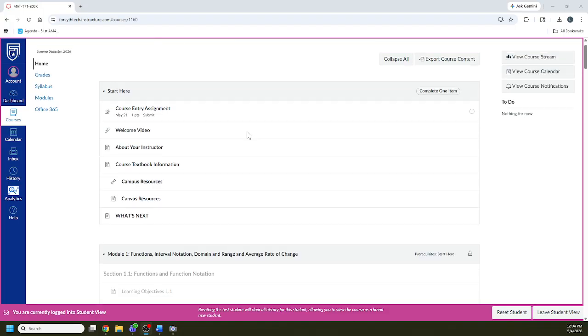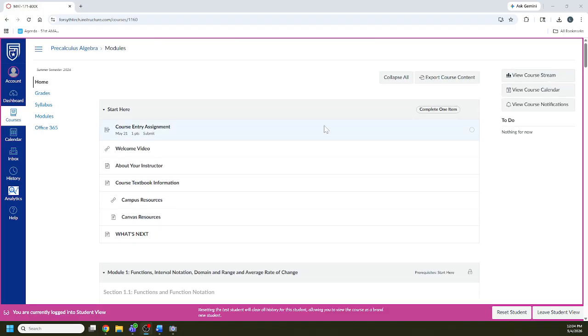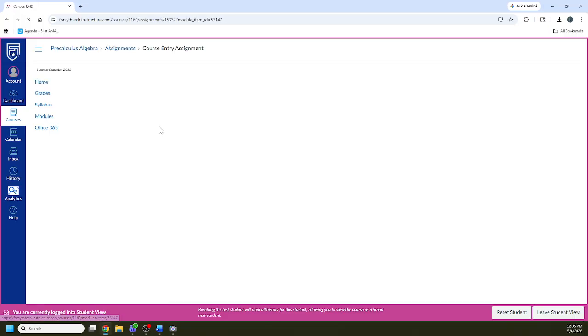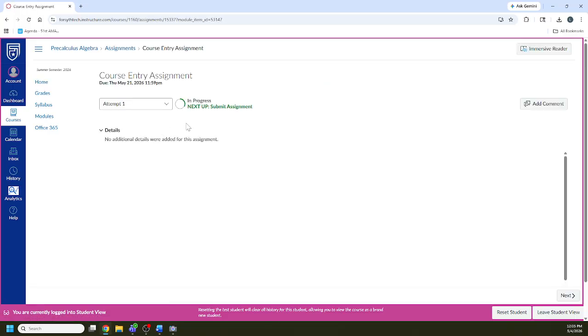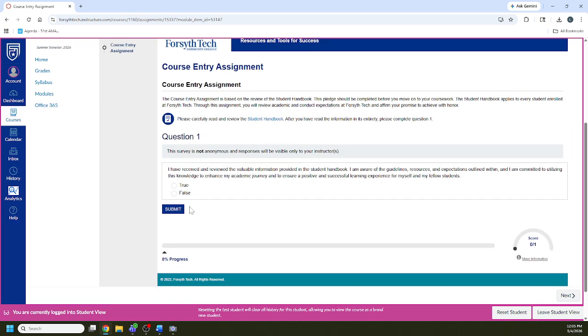accessible. At Forsyth Tech, all classes that have an online portion require a course entry assignment. The course entry assignment does not affect your grade. You just need to complete it in order to stay in the class. You also need to complete it in order to be able to access the other assignments. We're going to complete it here. Please do this the first day so you do not get dropped. Please do this on Monday when the class starts. How you answer doesn't really matter.